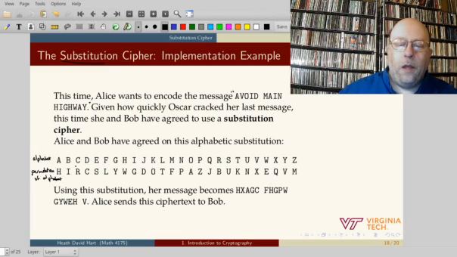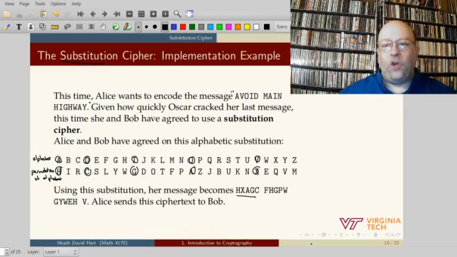And so they're not all being shifted by the same amount. And then using this substitution, the word avoid, A-V-O-I-D, becomes H-X-A-G-C. And that's our first word in the new message.